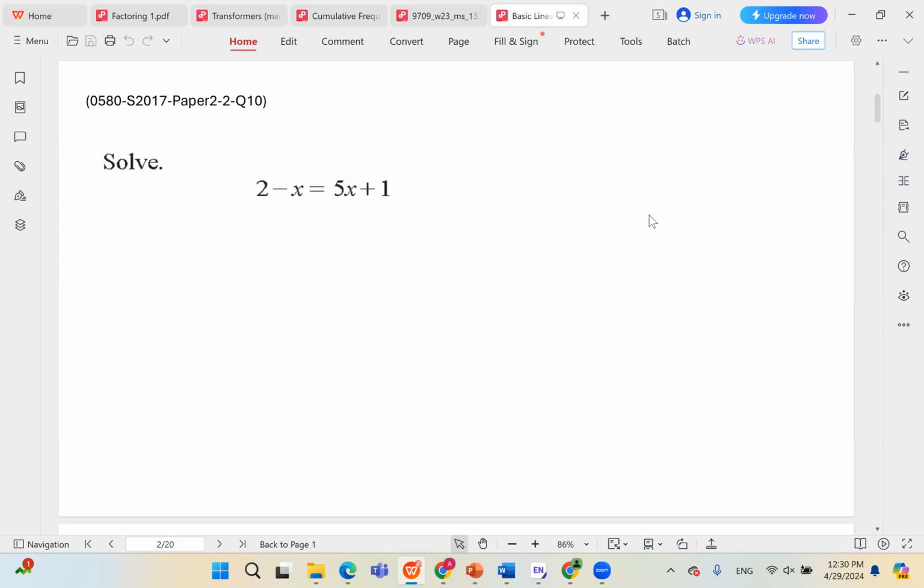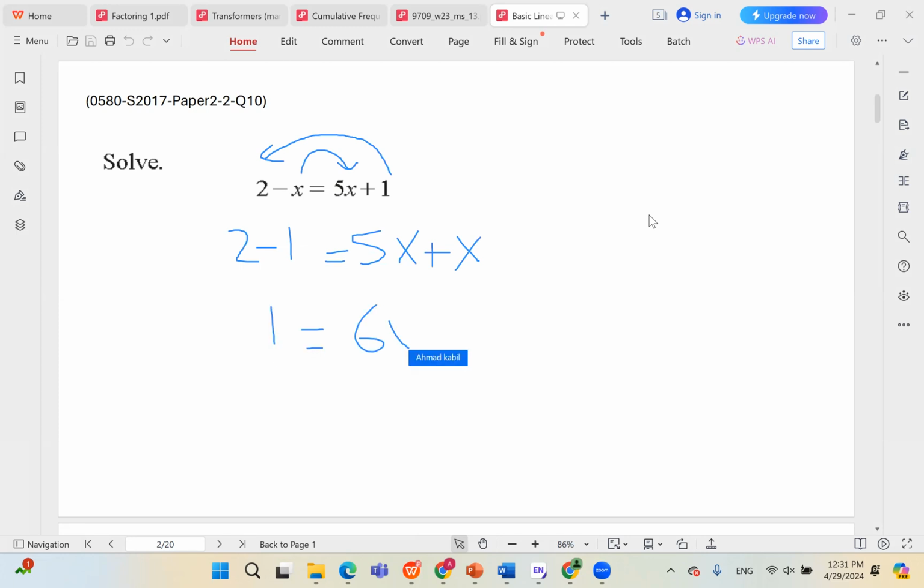So in order to solve such an equation, you would need to isolate the terms that contain a variable on one side and the other terms on the other side. So you would want to take the x to the other side, and this would involve changing the sign of x. So 5x plus x. And then you would also take the 1 to the other side. And again, this would involve changing the sign of the 1. So 2 minus 1. So 1 equals 6x.